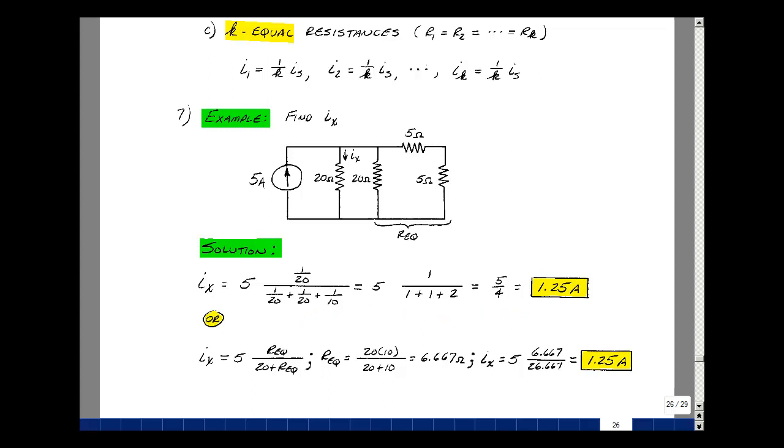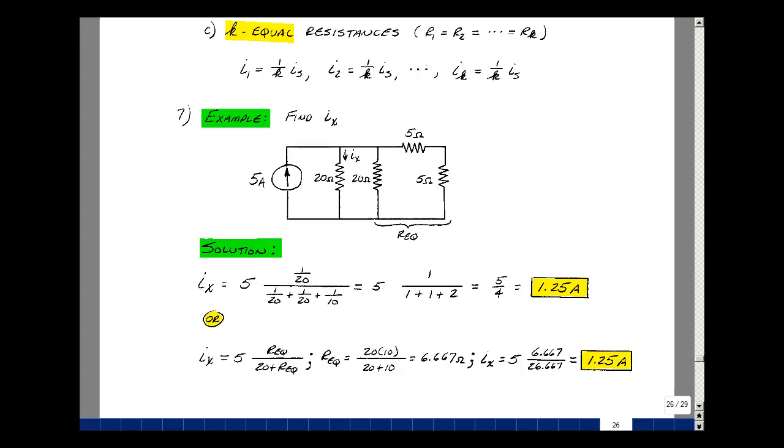Again, if we use the idea of putting two things in parallel together, what we could do is take this combination of resistors and convert that into a single equivalent resistance. 10 in parallel with 20 would be the product over the sum. 200 over 30, that's 6.66. Current in I sub x would be the other resistor, R equivalent, over 20 plus R equivalent, and that would be 5 times 6.66 divided by 20 plus 6.66, and that would again give me 1.25 amps.